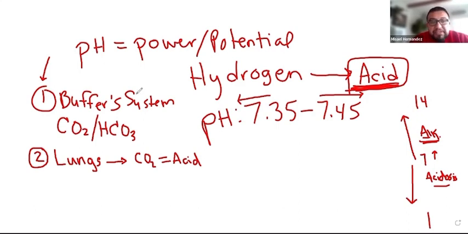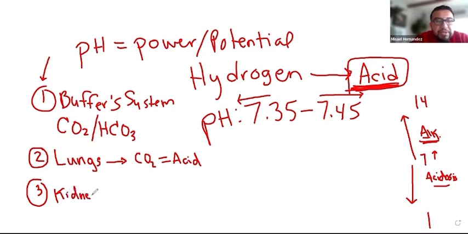So we have the buffer system. We talked about the molecules buffering the blood so it can maintain pH. And then we talked about the lungs. The lungs can influence your respiratory rate, which can either increase respirations by getting rid of CO2 or slow it down by keeping CO2. And then the third mechanism that we have is your kidneys.